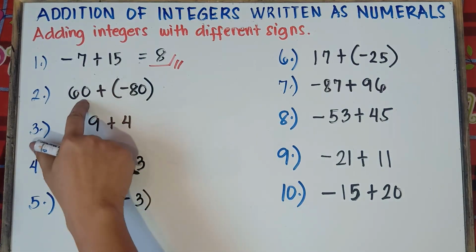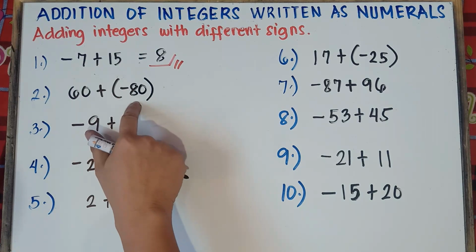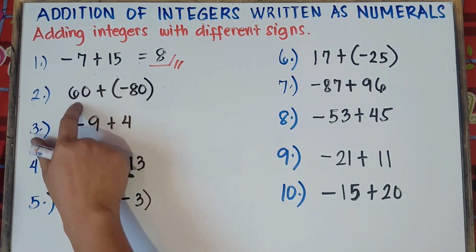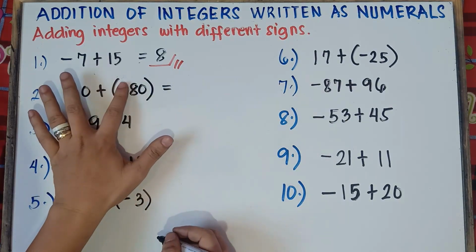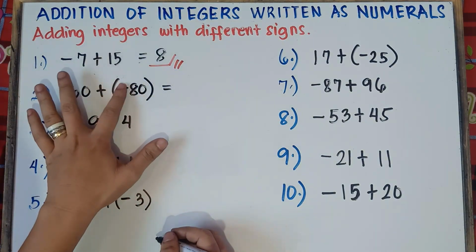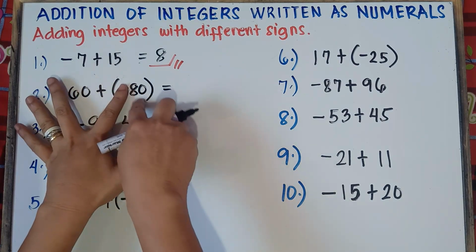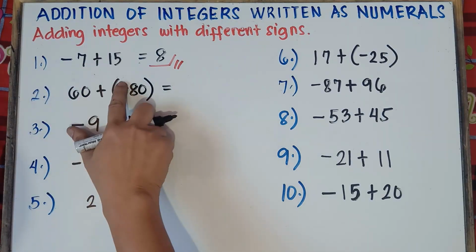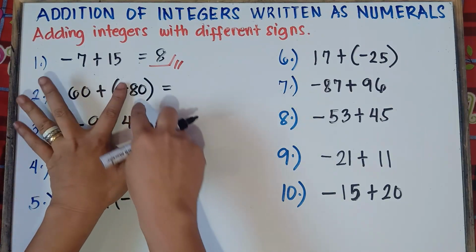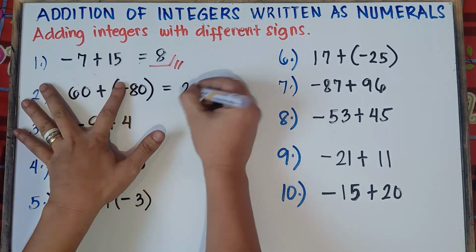Positive 60 plus negative 80. Once again, unlike signs, positive 60, negative 80, we subtract. Ignore first the sign of 80, which is negative. So 80 is greater than 60, so that would be the greater number minus the smaller number. So 80, once again, ignore first the sign. 80 minus 60, that's 20.